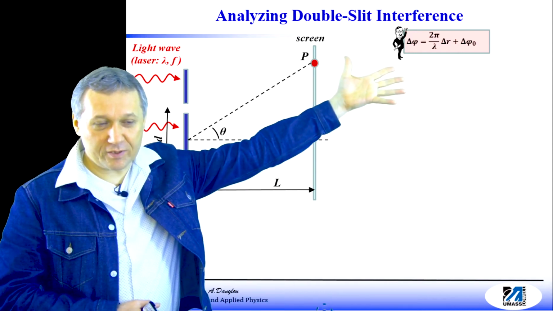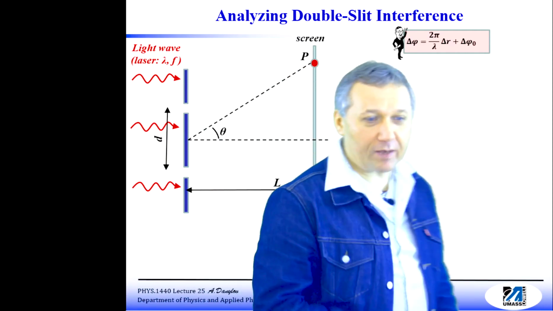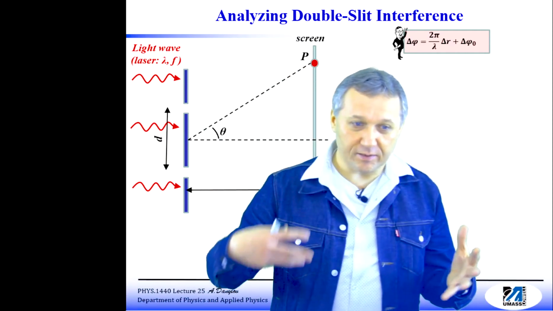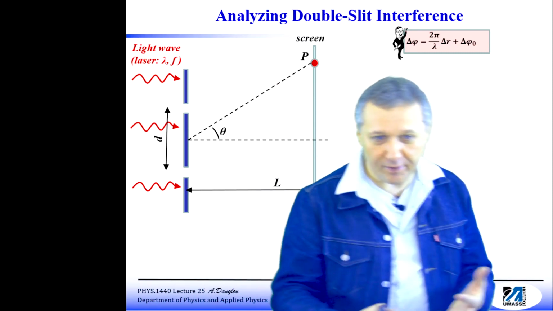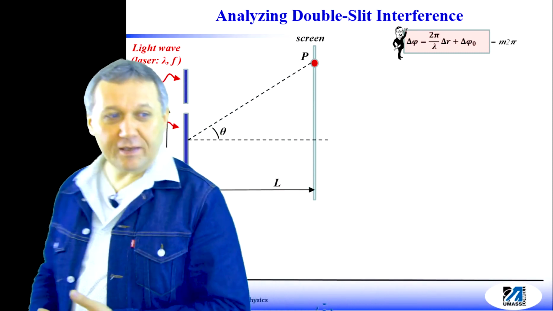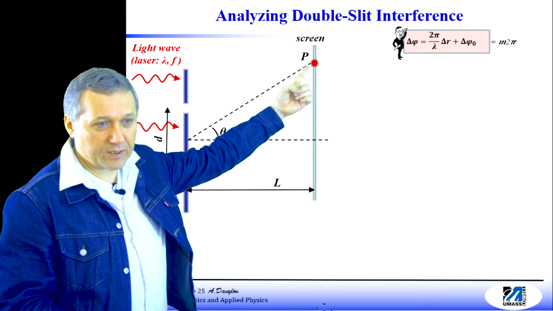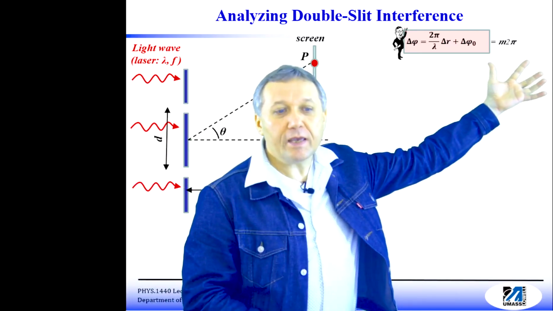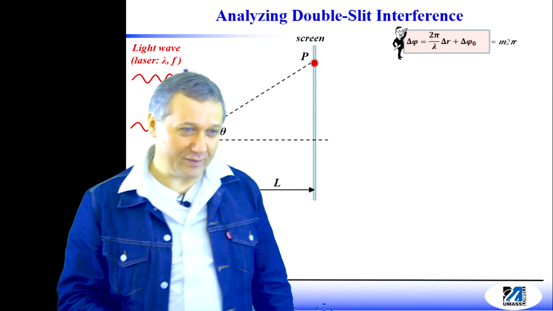You remember in the previous class we derived this: 2 pi over lambda times delta r, where delta r is the path length difference, plus delta phi naught, the inherent phase difference. And again, you remember we want to get constructive interference at that point, so it must be equal to m times 2 pi. You remember, this is the condition for constructive interference.